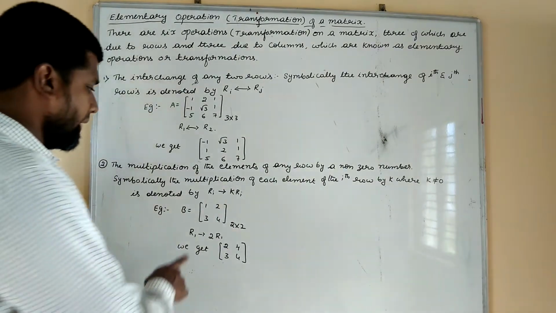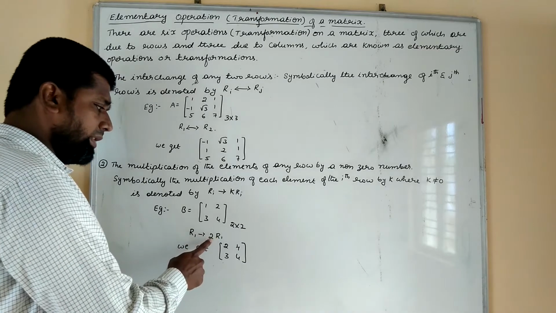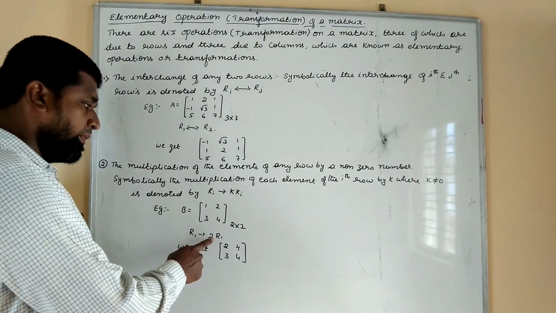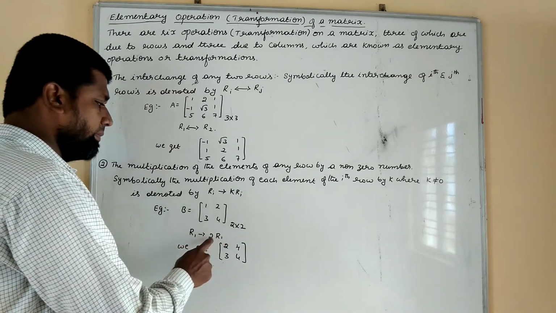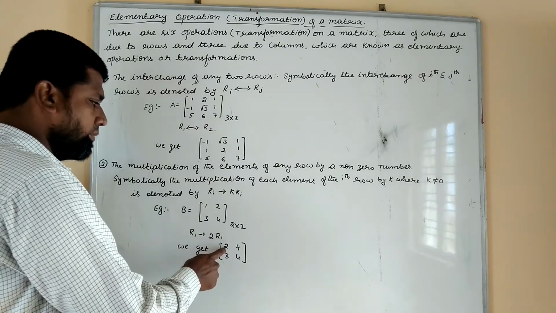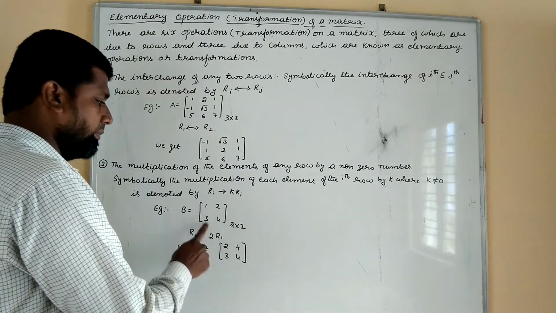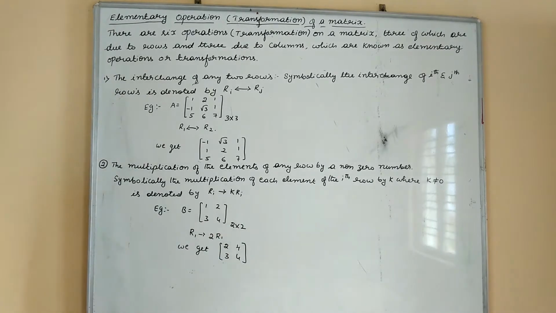So R1 is changing to 2R1. 2R1 means we are going to multiply R1 by 2. So 2 into R1 means we have to multiply the elements of R1 by 2. 2 into 1 is 2, then 2 into 2 is 4, then the second row will be the same, 3, 4. So this is the second operation on elementary operations of a matrix.